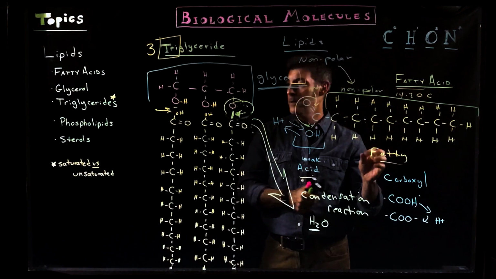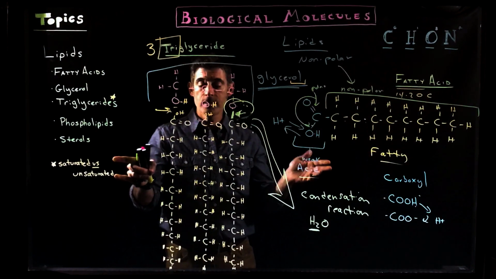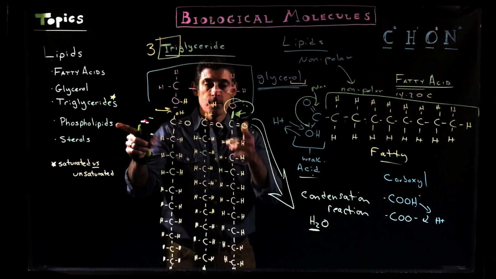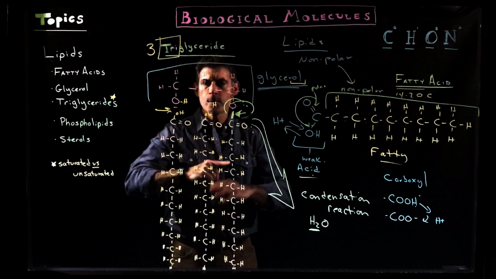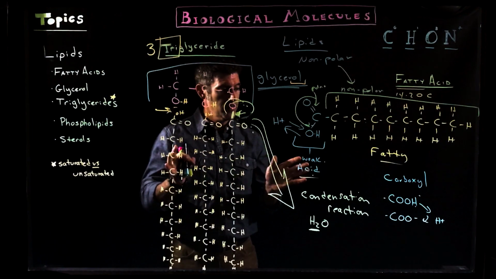Second part is going to be to look at what we call saturated versus unsaturated fatty acids and how that affects the triglycerides. Then we'll move on to the phospholipids, which is just going to be a variation of this structure. And then finally sterols, which are a completely different class of lipid. So this is the introduction right now.